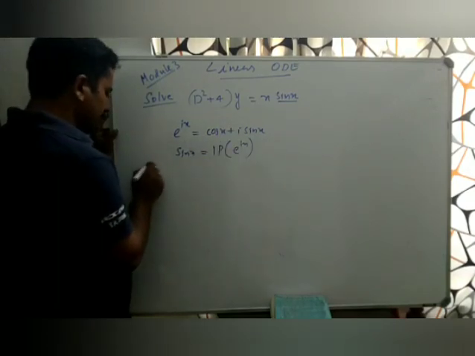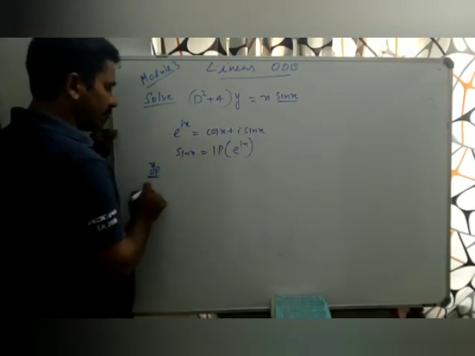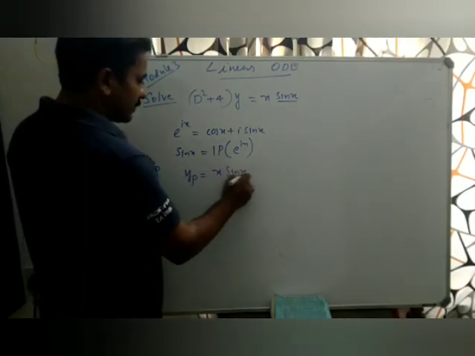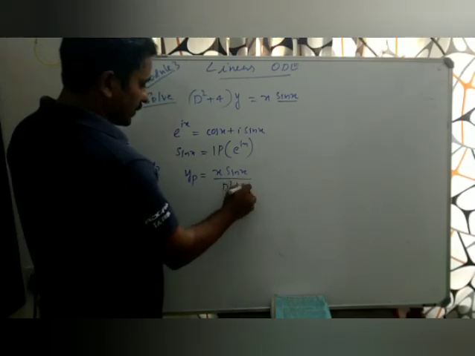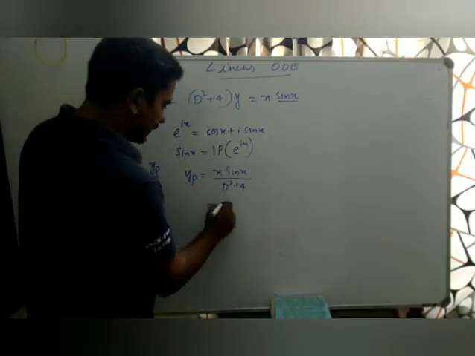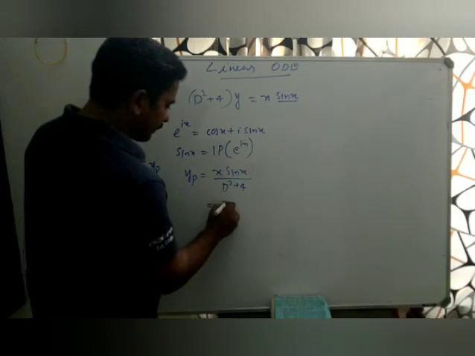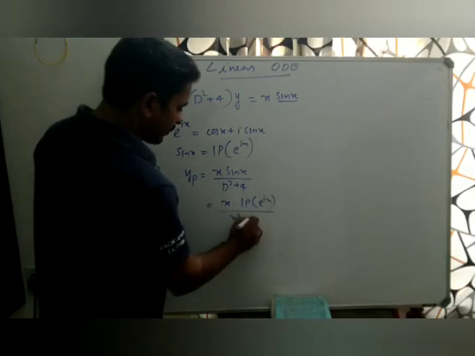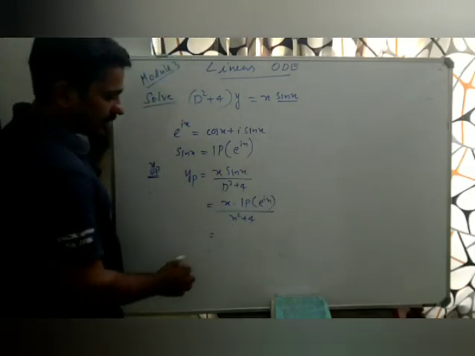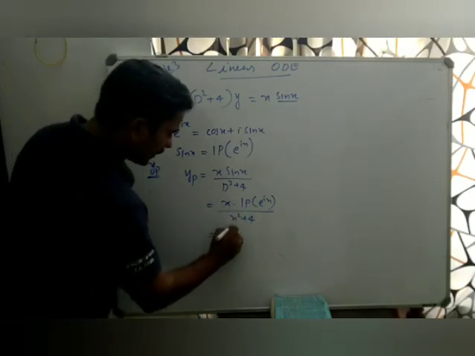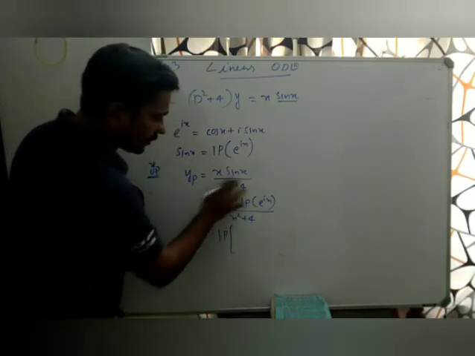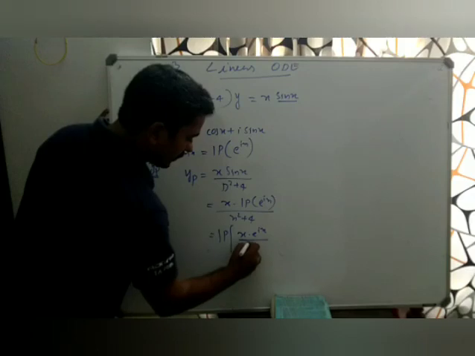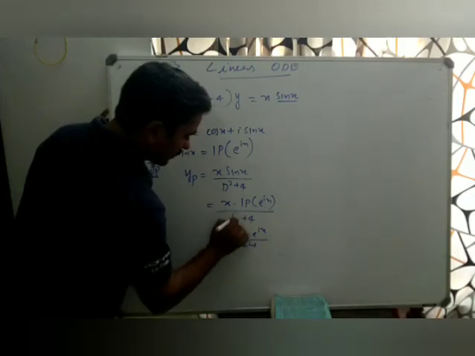So first let's find the particular integral Yp. So Yp is equal to x sin x over D² + 4, and we write sin x as the imaginary part of e^(ix) over D² + 4. All right, now this imaginary part, we can take it out. We can write the imaginary part of the whole function. So x times e^(ix) over, sorry, this is D² + 4.